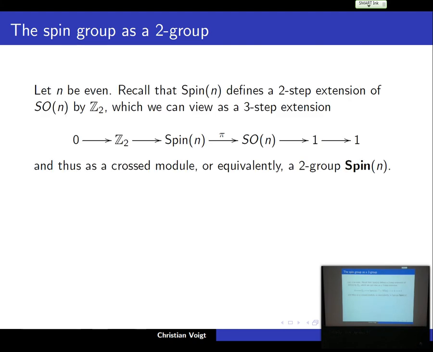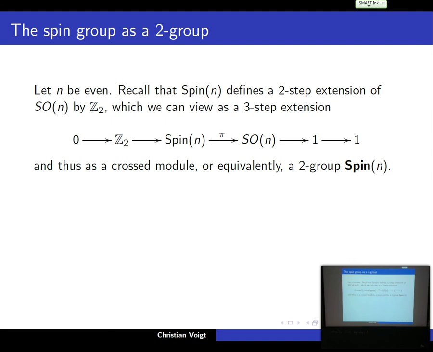Now, okay, maybe I'll go through the next few slides a bit more quickly. So, just as a warm-up to get used to two-groups, one can actually view the spin group as a two-group. It's not that one learns anything substantial from that, but it's instructive to do so. Before, I told you that two-groups are basically three-step extensions of groups. So you can just force the extension that we looked at, which is a two-step extension, to be a three-step extension by adding 1 at the end.